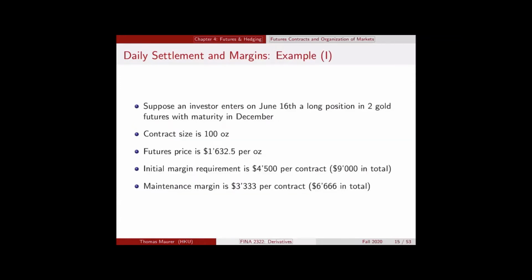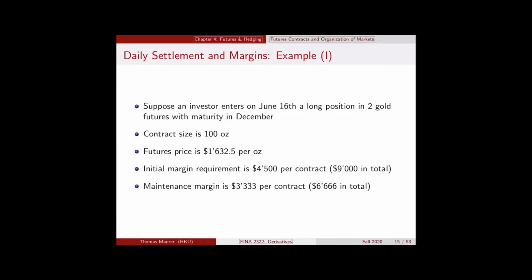Suppose that an investor enters a long position in 2 futures contracts written on gold, and the initial date is June 16th and the maturity date is in December. One contract size is 100 ounces of gold. The futures price today is $1,632.50 per ounce. And the initial margin requirement is $4,500 per contract. So meaning if you enter 2 contracts, you will have to deposit $9,000 in total.